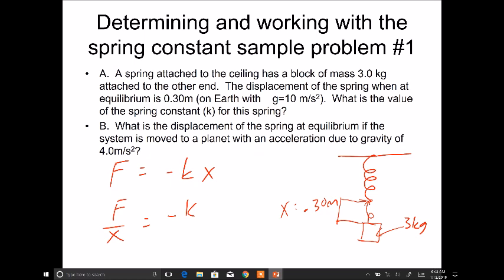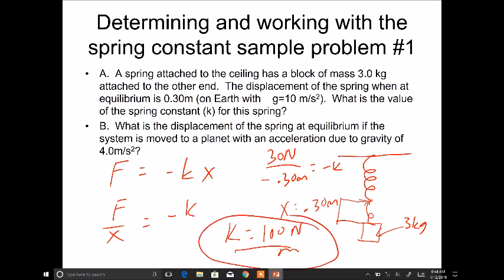So we're going to put, first of all, the force. The force is not going to be the mass, it's going to be the weight. So the weight of that 3 kilogram object is 3 times g, 3 times 10 in this case. So the weight is 30, so this is our force, 30 newtons, over our displacement, which is 0.3 meters down, so that's negative 0.3 meters, and that's equal to negative k. So once we divide that out, k is going to be equal to positive 100 newtons per meter. So that's our answer to part A.